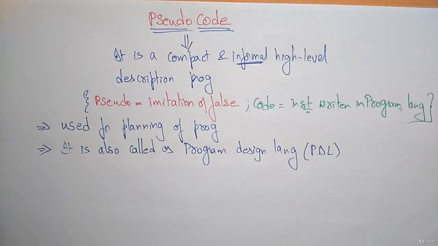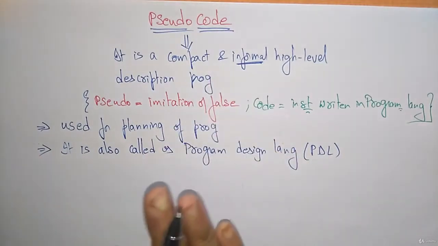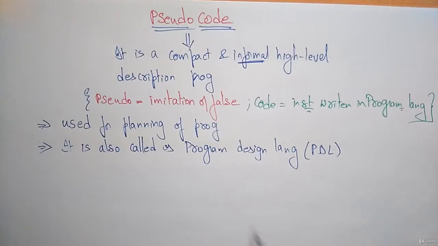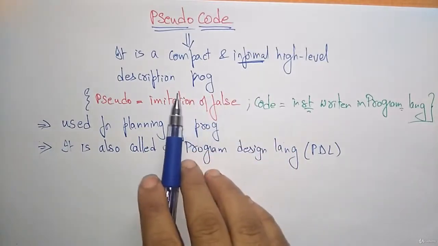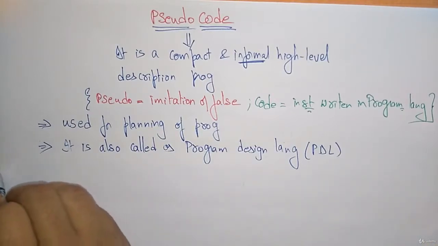Now let us see some of the logical structures of pseudocode. Is it clear up to now? A pseudocode is a false imitation or false statement; its instructions are written in a programming language. So you call it a compact and informal high level description of a program. Why are we using pseudocode? For planning of programs.